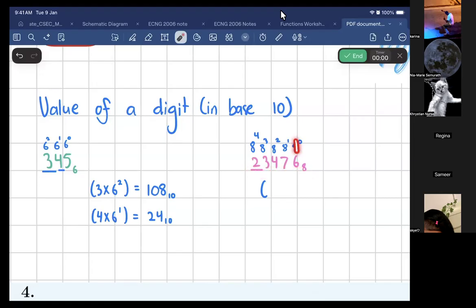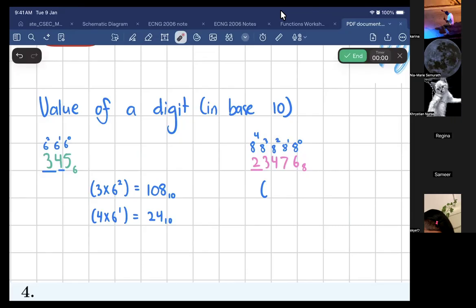So this will be ones, this will be 8s, this will be 64s. I think 8 to the power 3 is what, 512? The point I'm trying to make is, it would no longer be ones, tens, hundreds, thousands. Instead, it will be 8 to the power 0, 8 to the power 1, 8 to the power 2, 8 to the power 3, 8 to the power 4.